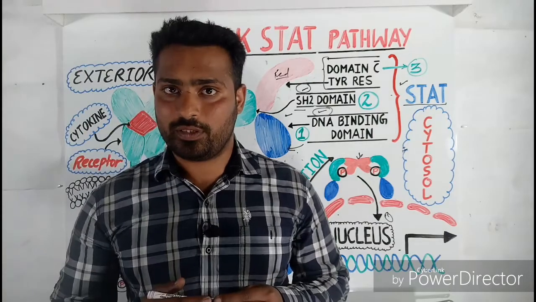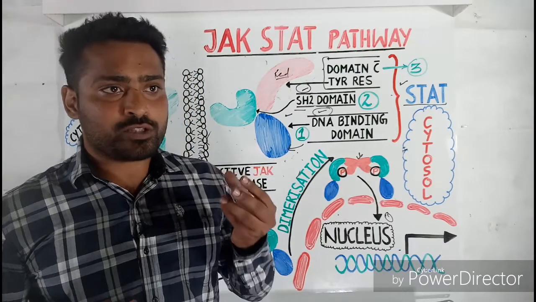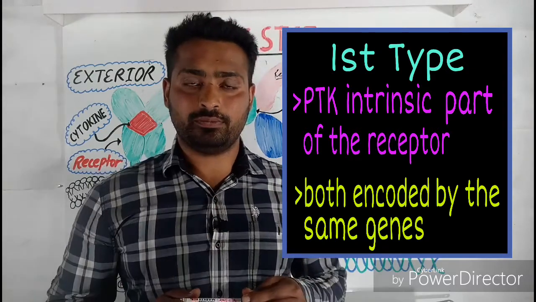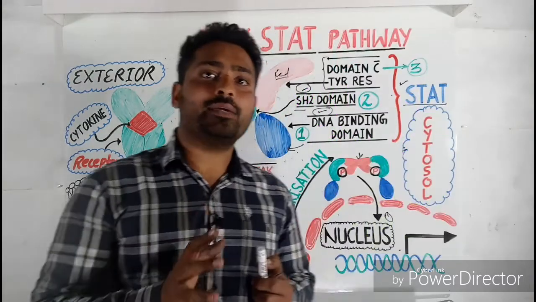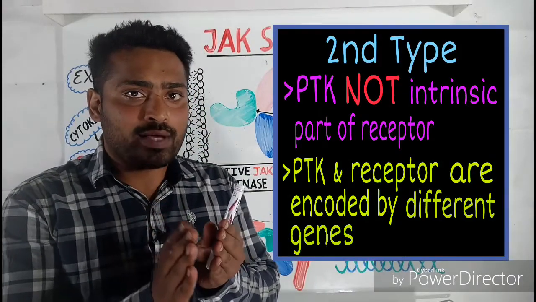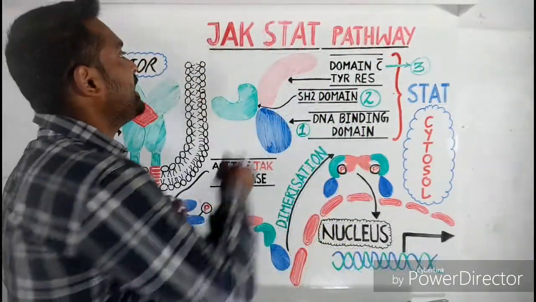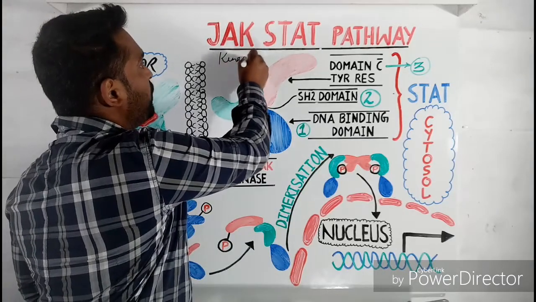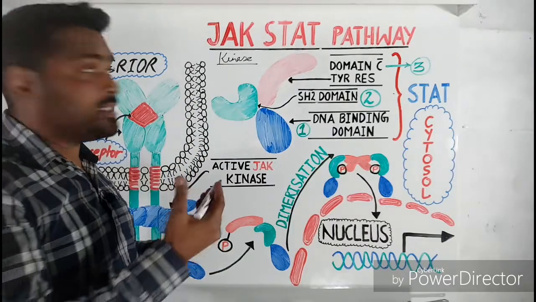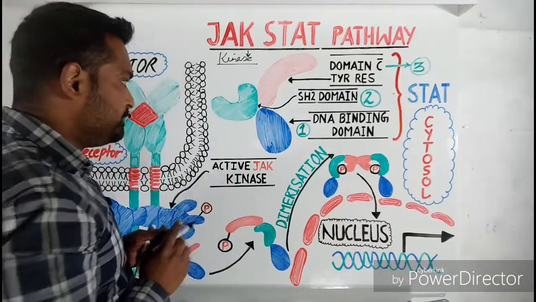So there are two types of receptors which activate the tyrosine kinases. The first one, in which the enzyme is an intrinsic part of the receptor. The second one, in which the enzyme is not an intrinsic part. In this case, both the enzyme as well as the receptor are encoded by different genes. This JAK kinase is an example of the second type, where both the receptor as well as the JAK kinase, here the enzyme, are encoded by different genes.